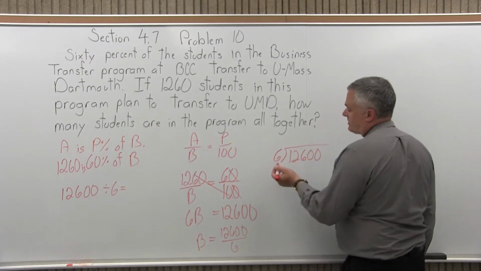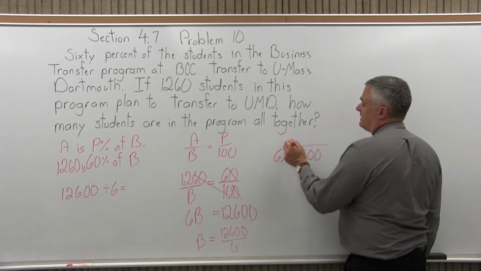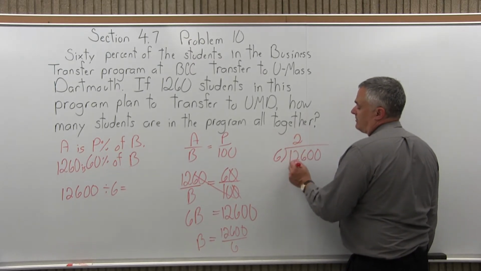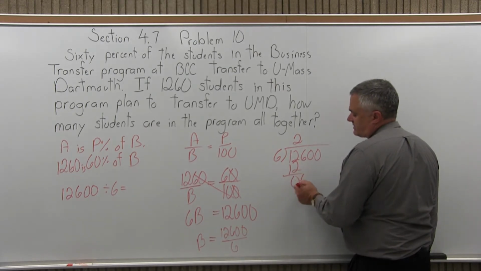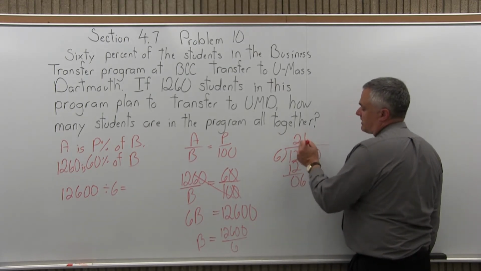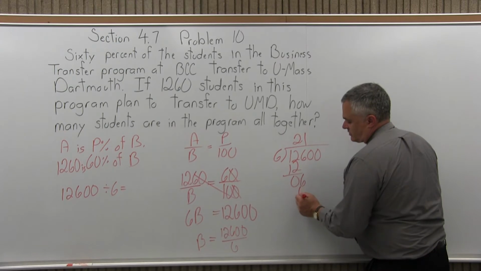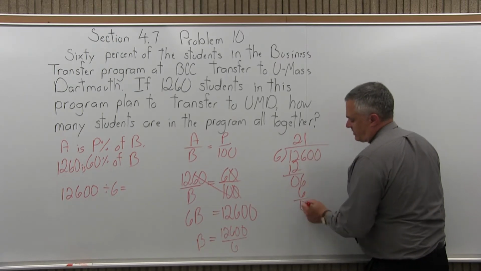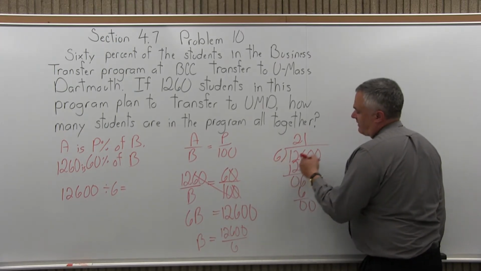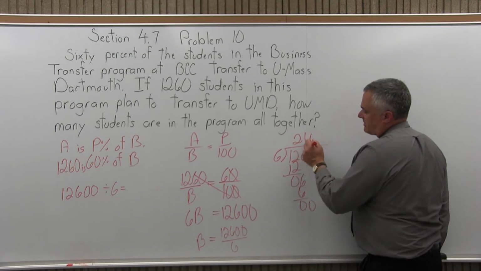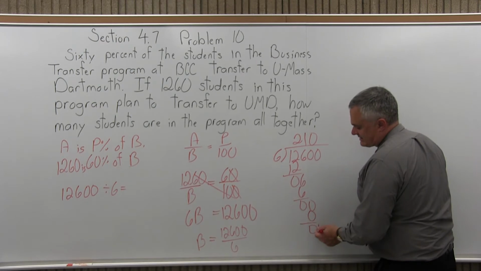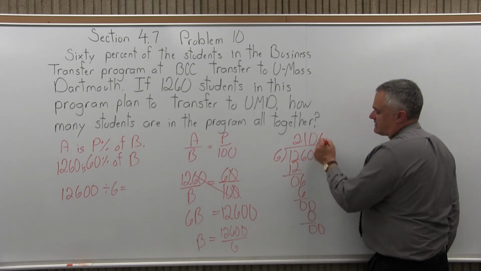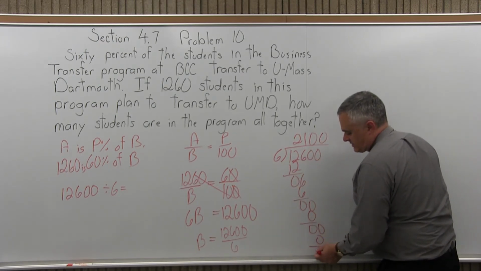Well, 6 doesn't divide into 1, but it'll divide into 12. 6 times 2 is 12. 12 minus 12 is 0, comes out even. Bring down the next digit. It's a 6. 6 times something is 6, well, it's times 1. 6 times 1 is 6. Subtract, you get a 0. Bring down the next digit, which is 0. The rest will be 0. 6 times what is 0? Well, 6 times 0. That's 0. Subtract, bring down the last 0. 6 times something is 0. Again, that's 0. Remainder is 0.